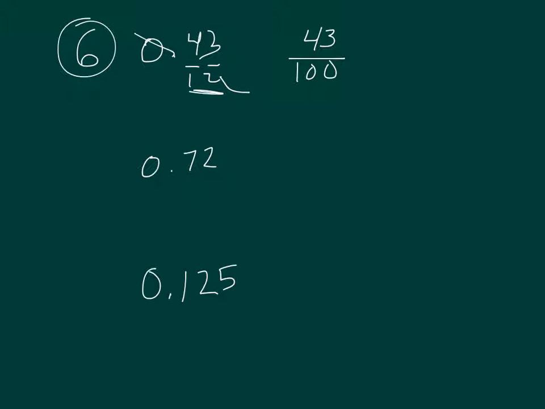In this case, this cannot be simplified any further, so that would be the final answer. There's no common factors between 43 and 100. And that was the one that was actually on the quiz I gave you. This one, again, 2 decimal places, so I'd have 72 over 1 with 2 zeros. Both of those are divisible by 4.